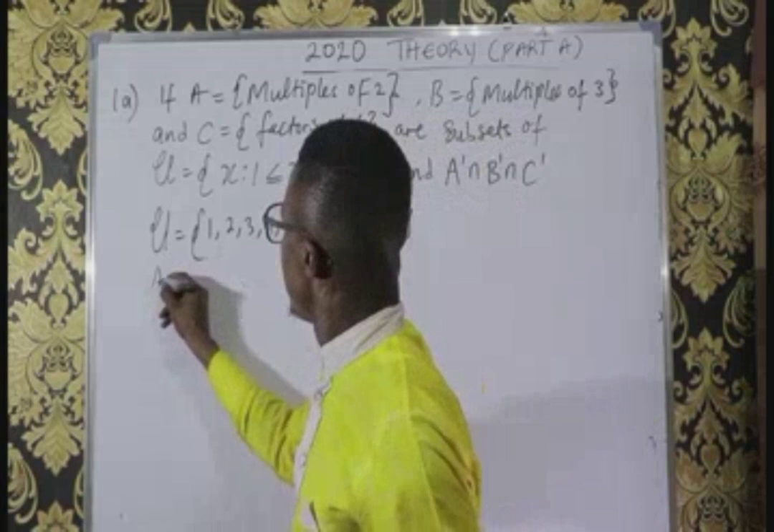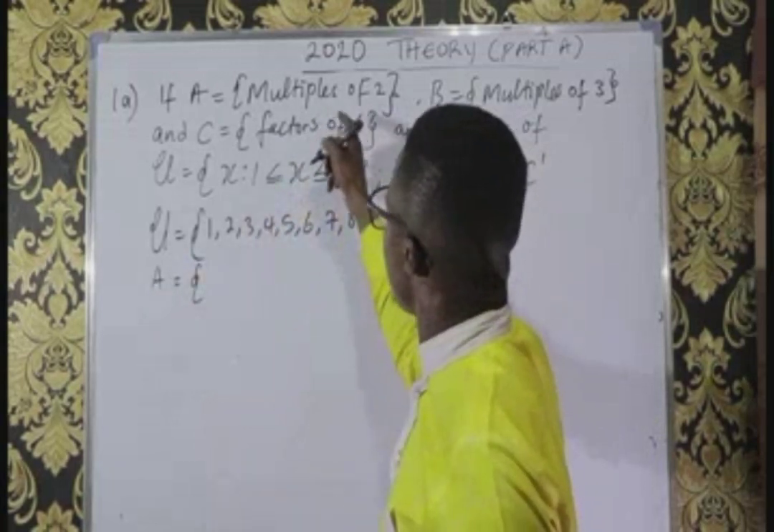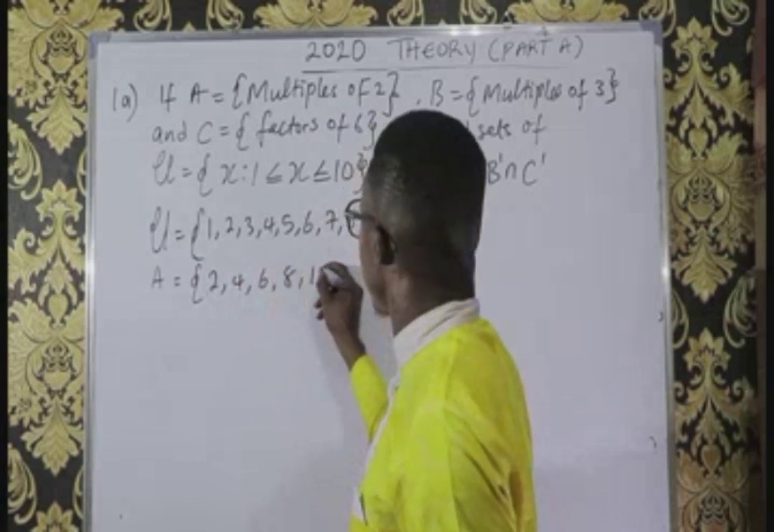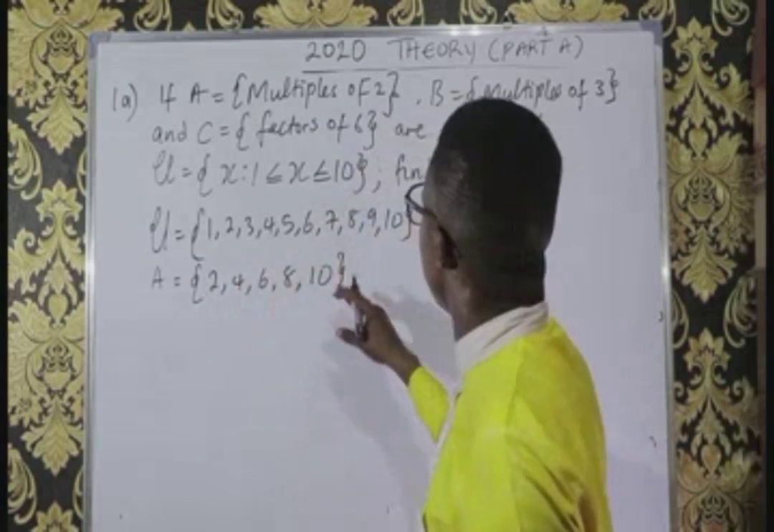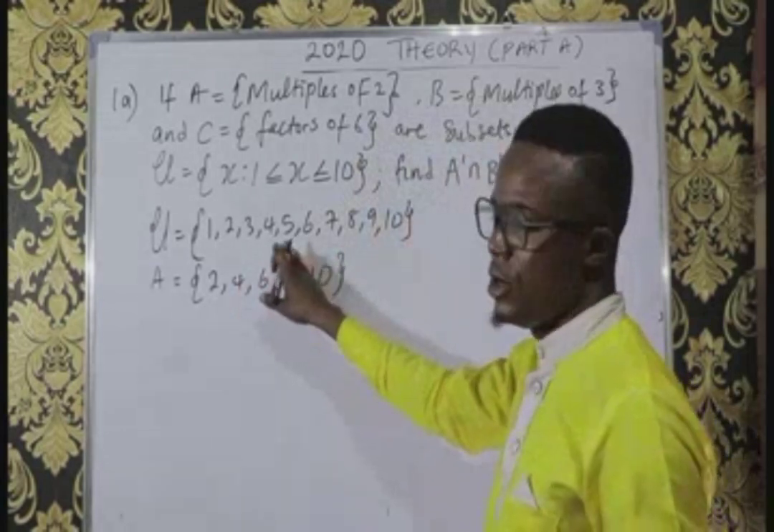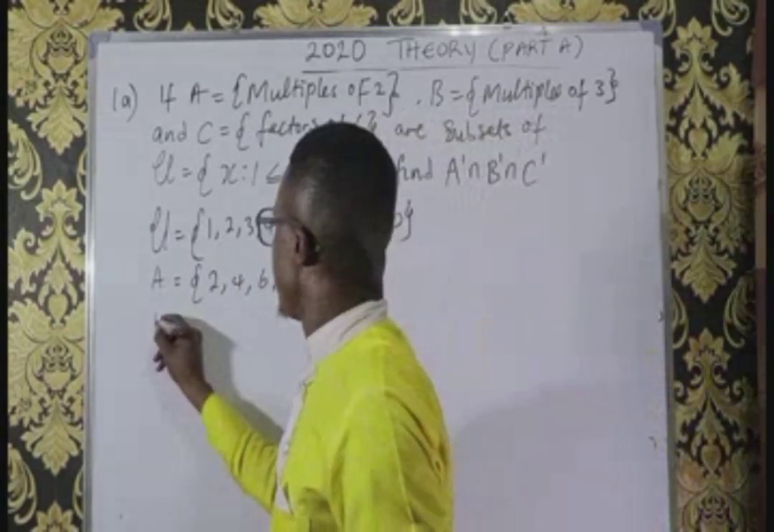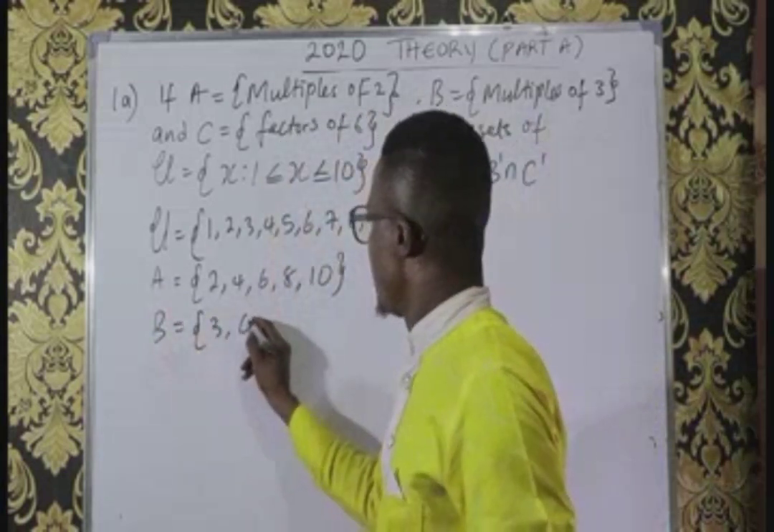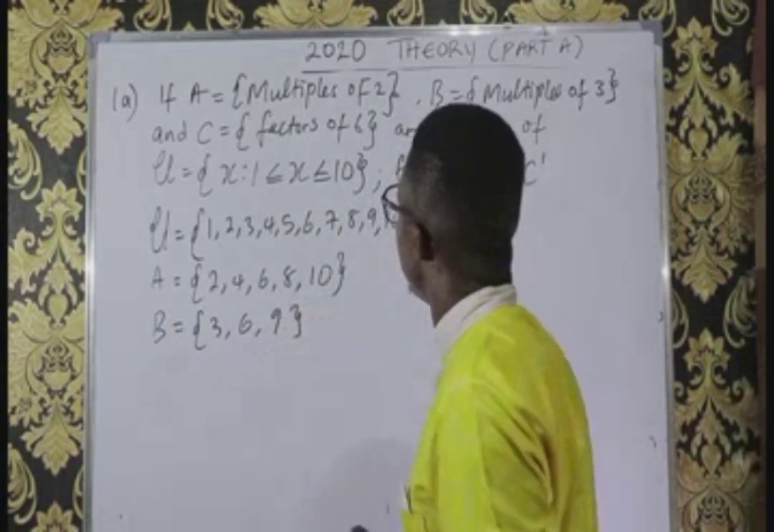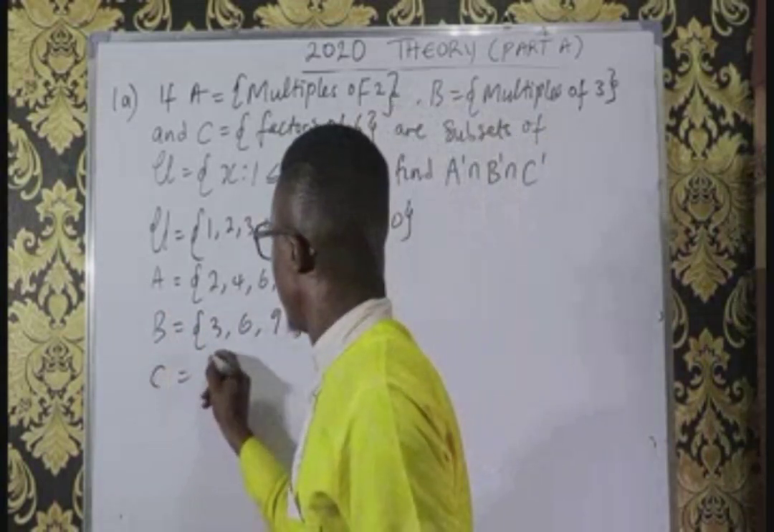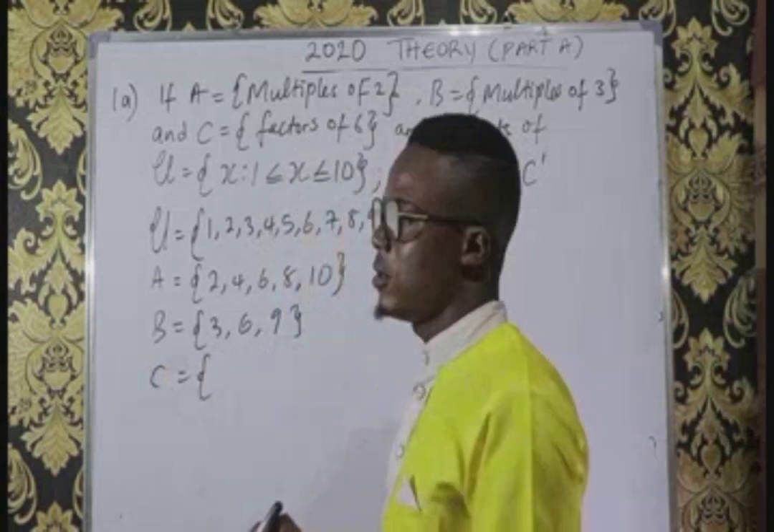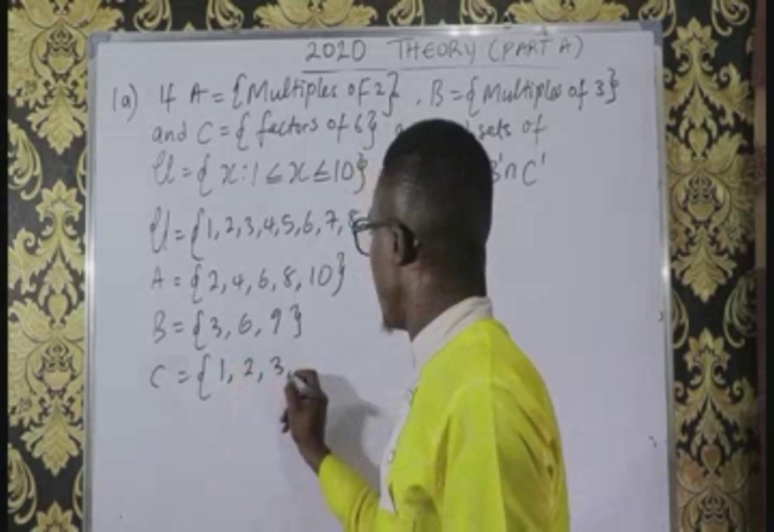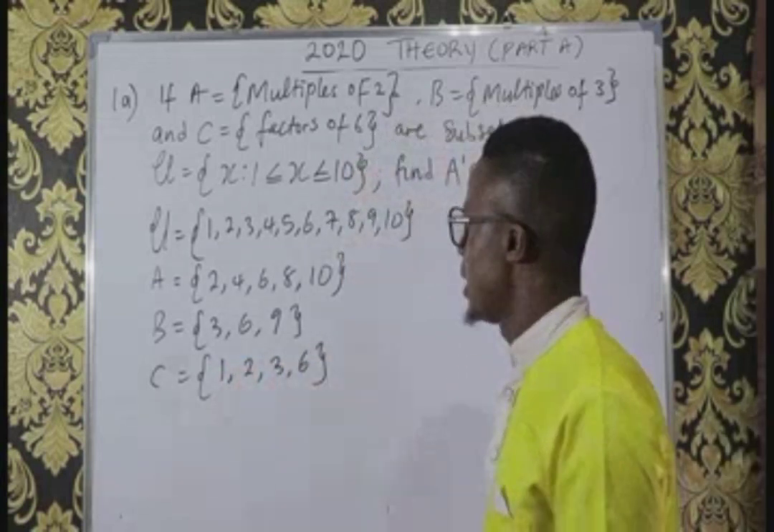So set A, multiples of 2, those numbers 2 can divide, which are 2, 4, 6, 8, 10. There are so many multiples of 2 which are more than 10, but no set should be more than the universal set. Now set B, multiples of 3, which are 3, 6, and 9 only. While set C, factors of 6. Factors of 6 are those numbers that can divide 6, which are 1, 2, 3, and even 6.